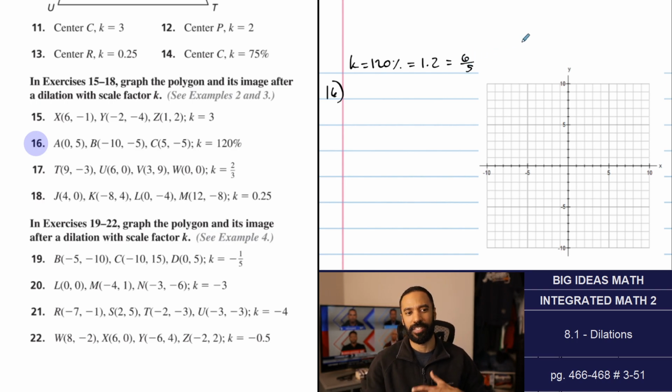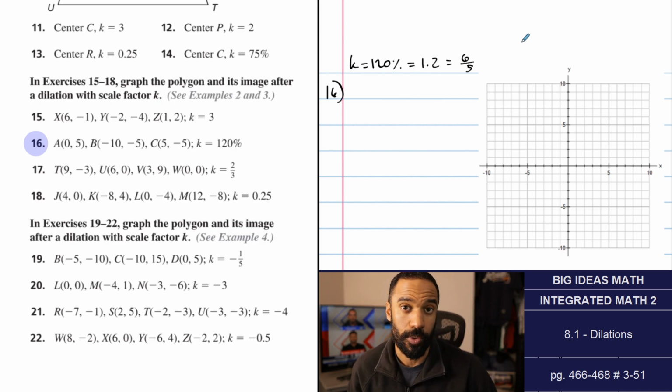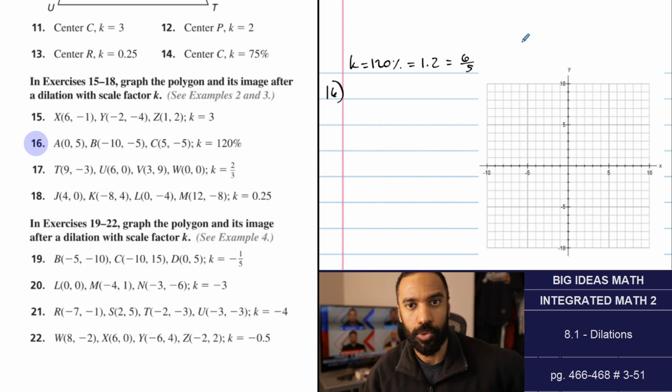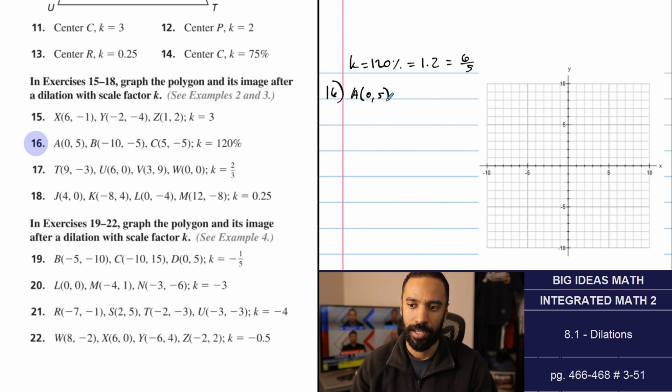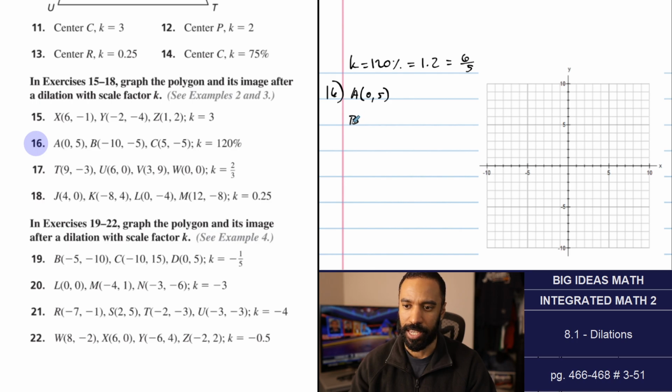Now that's something you'd have to dive into a little more to make sense of. It's also 120 over 100. You could reduce that. 12 over 10, you could reduce that. A lot of different ways you could put it. If you got to use a calculator, you can multiply 1.2, etc. So A, B, and C.